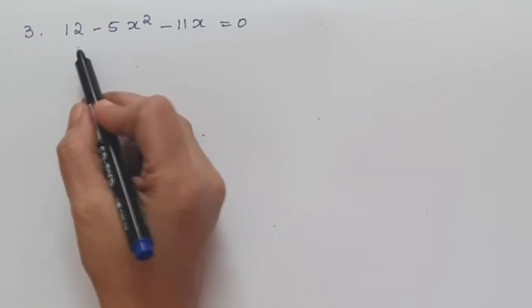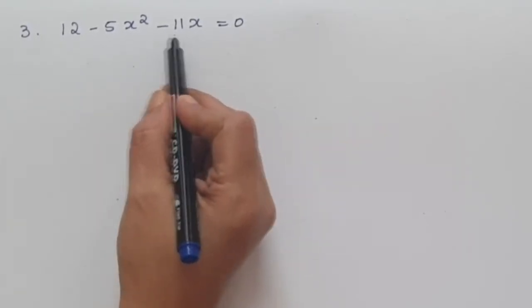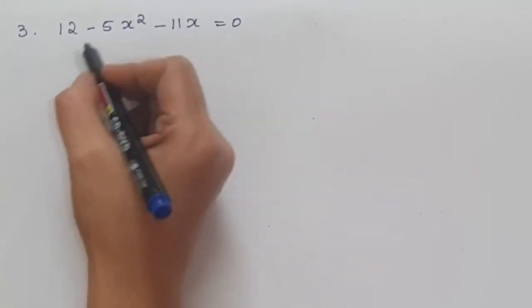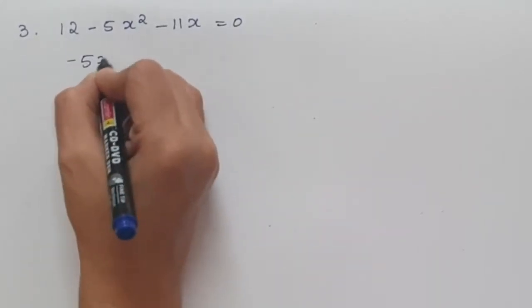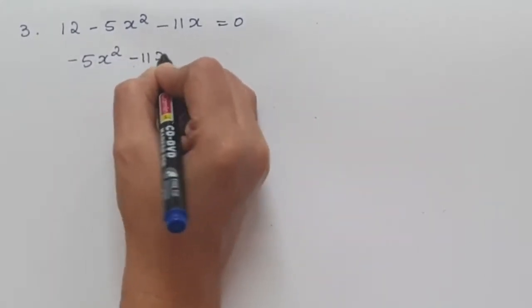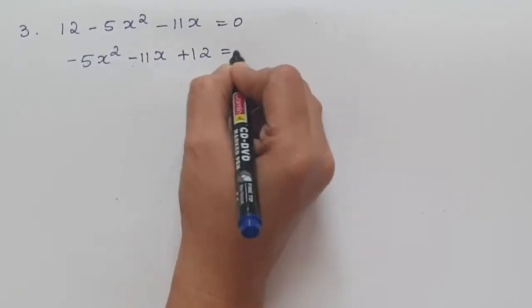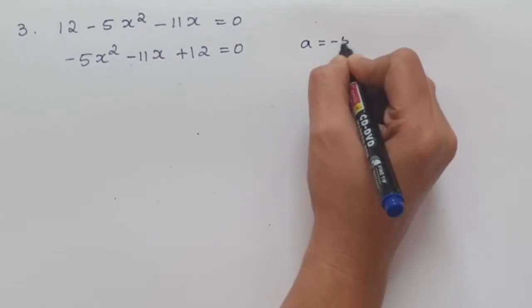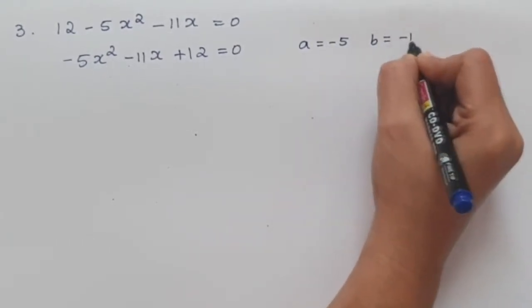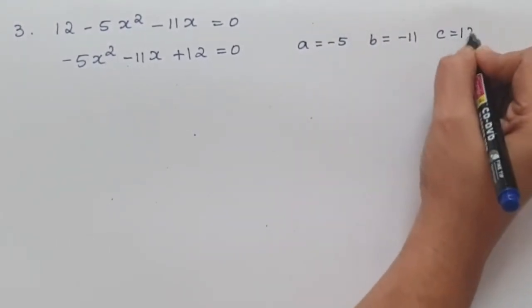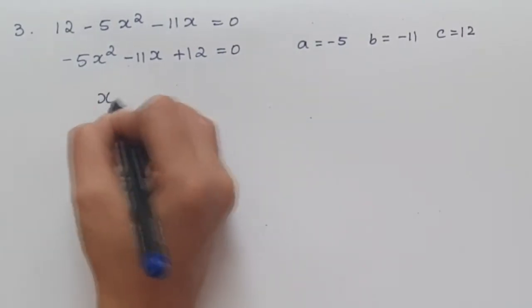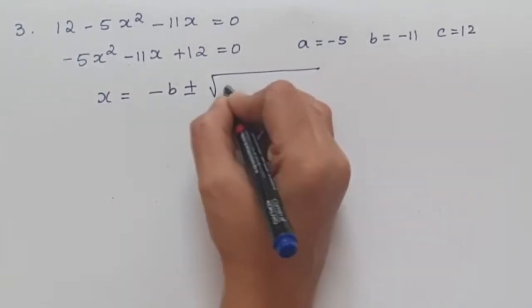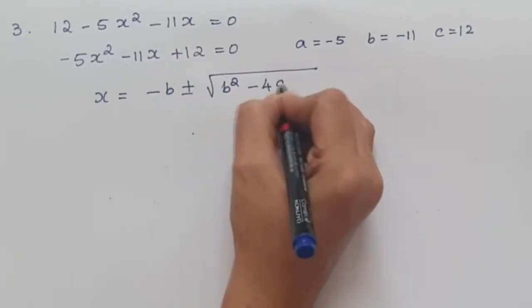Now the third question, 12 minus 5x square minus 11x equal to 0. First, let us rearrange this equation as minus 5x square minus 11x plus 12 equal to 0. Now the value for A is minus 5, the value for B is minus 11, and the value for C is 12.